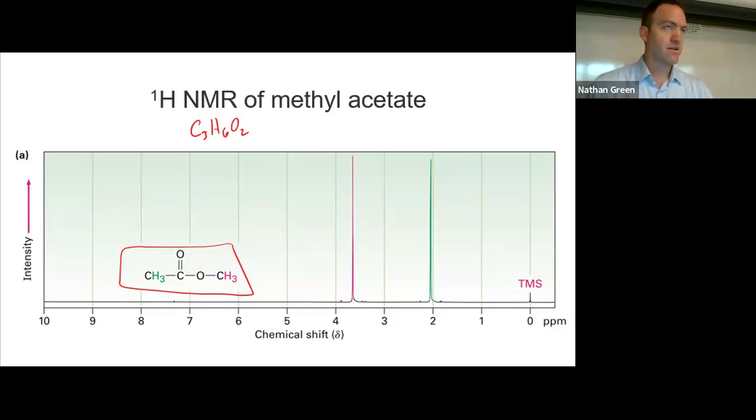Since you can see it down here, how many degrees of unsaturation does this molecule have? One. It's a carbon-oxygen double bond. Now you wouldn't know that. You would just calculate it and say, okay, this has 1 degree of unsaturation. The next thing you're going to do is you're going to go over here and look at your chemical shift.